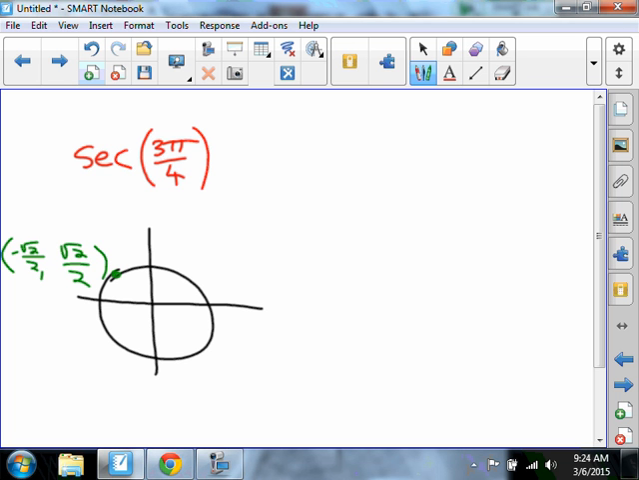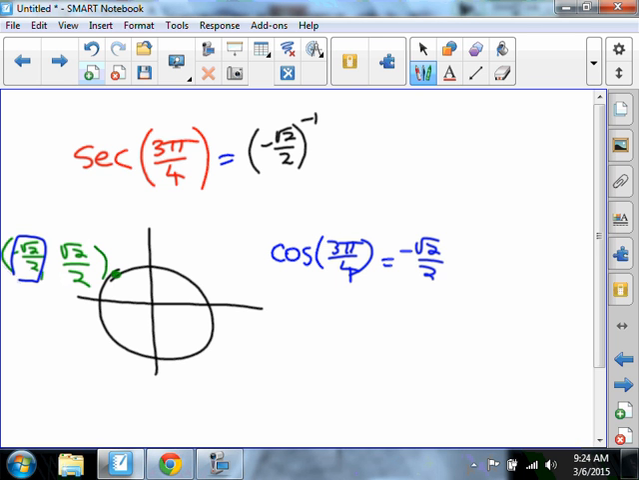Now, how does the secant compare? The secant is the numeric inverse of the cosine, isn't it? So the cosine of 3 pi over 4 is this x-coordinate right here, so that's negative rad 2 over 2. But the secant is the numeric inverse of that. Well, what's the reciprocal of that? What I said the first time, isn't it? It actually is negative rad 2.